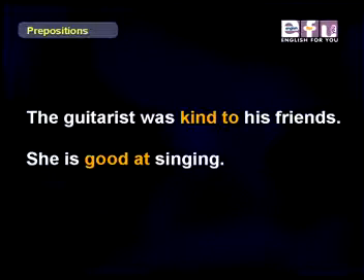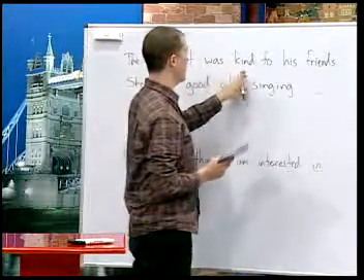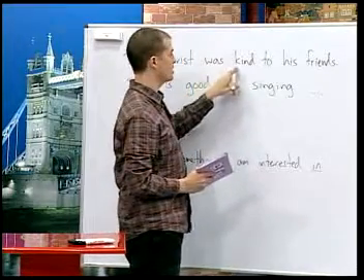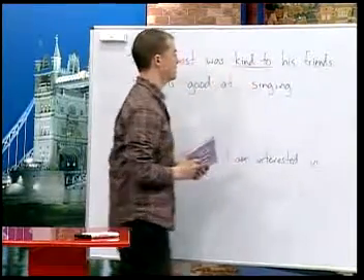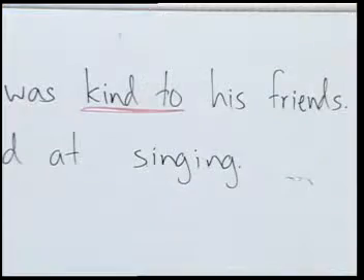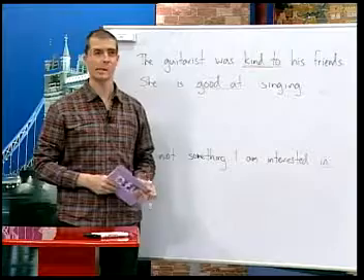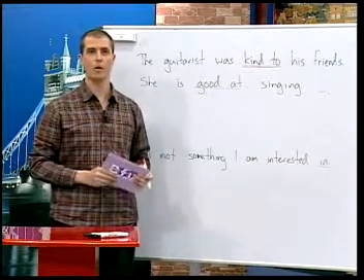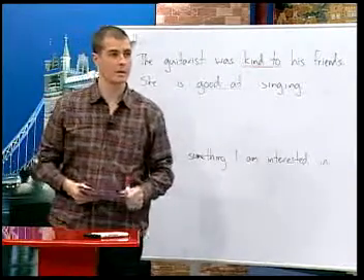And she is good at singing. What this means is kind. When we use something was kind to, we always use to with this verb. The guitarist was kind to, not kind at or kind for, always kind to. And she is good at singing. She can sing well. She is good at singing, not good to singing or good for singing, always good at singing. Well, let's look at prepositions.